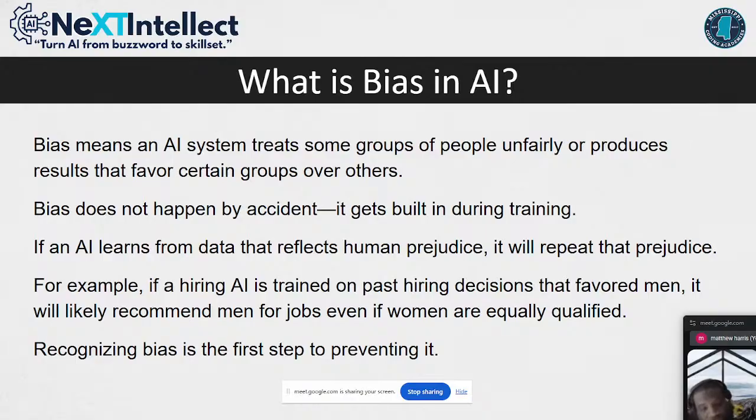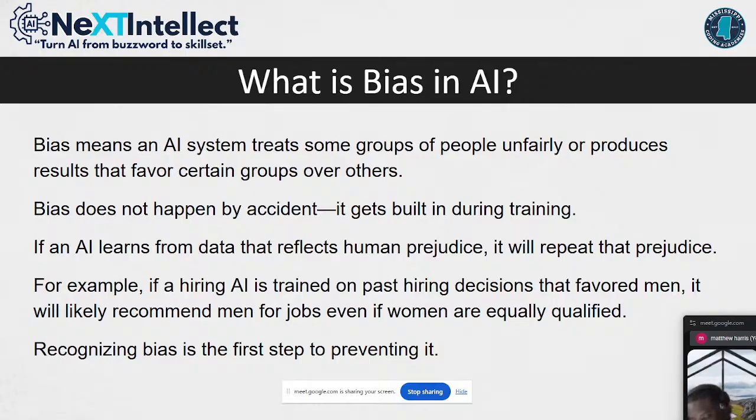Bias, though, does not happen by accident. It gets built in during training. So the data that was given to it, even if it was not intentional to cause harm, it just happens to be the data they had, could lead to bad outcomes of not being fair to others. Now, if somebody did put in data that reflects any sort of human prejudice, then it could repeat that prejudice.